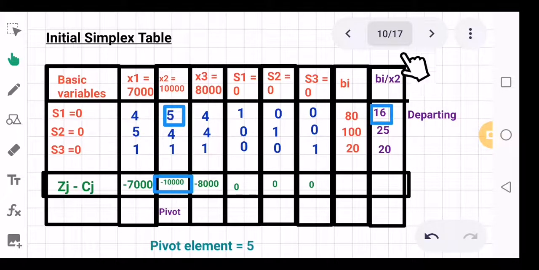We prepared bi divided by x2 because we had to find the departing row. This became the entering column, or the pivot column, and this is called the departing row, or the pivot row. The element coinciding with the departing row and the pivot column is called the pivot element. So the pivot element becomes 1. This is not an optimal solution because these are negative. You should not have any negative numerical in this particular column, that is Zj minus Cj.